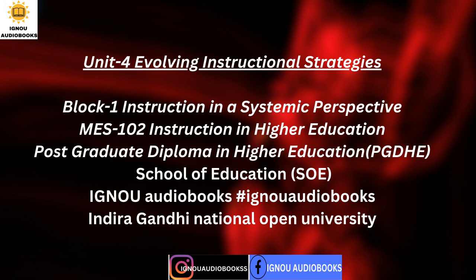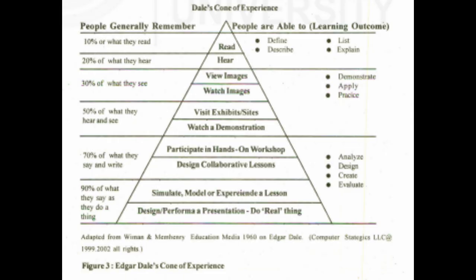In the previous units, you studied about instructional systems and different teaching methods for enhancing learning outcomes of the students. In this unit, we shall discuss the instructional strategies and how we can evolve them for effective teaching. We will also discuss the parameters for evolving instructional strategies at higher education.